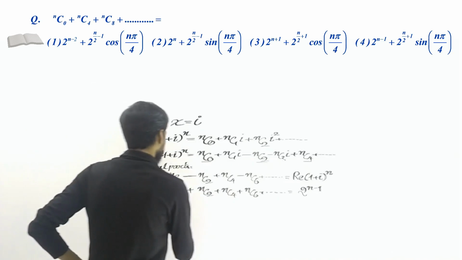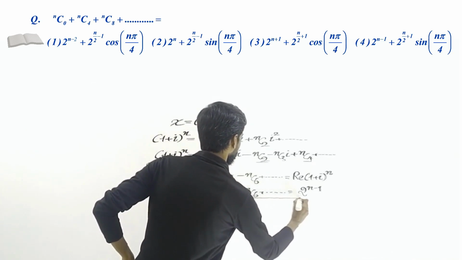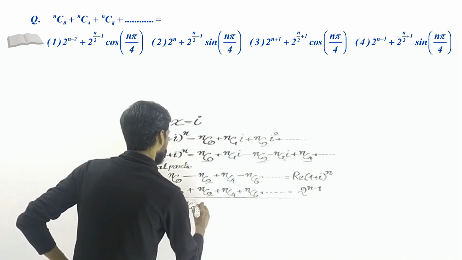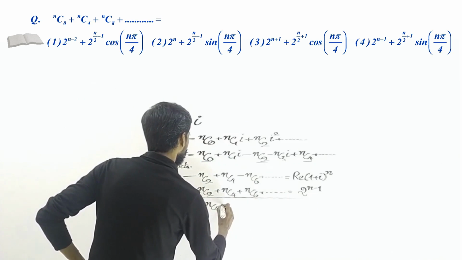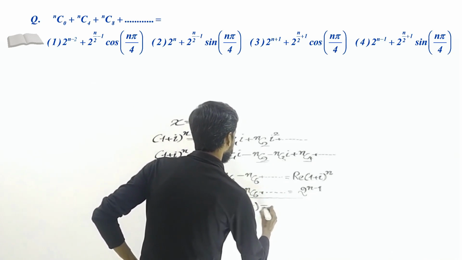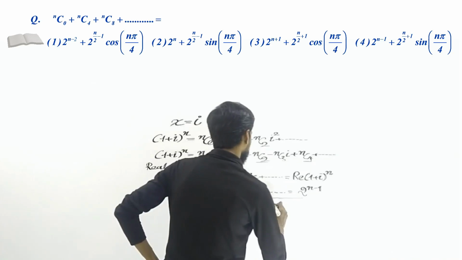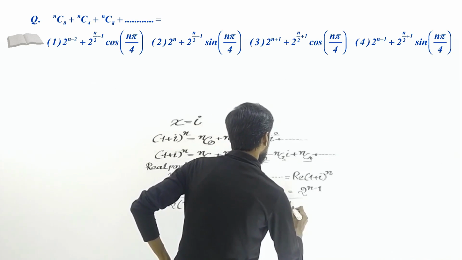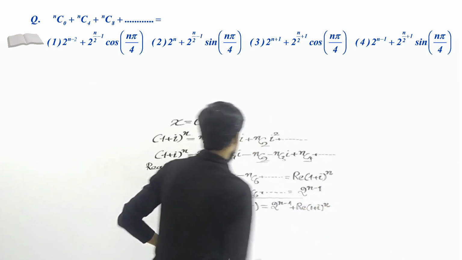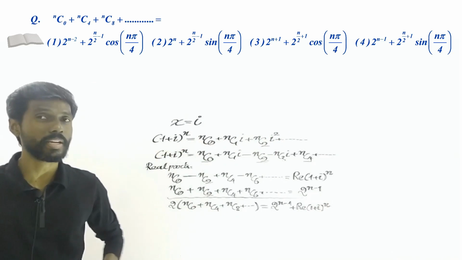Now you just add these two. If you add them, these terms get cancelled, and we'll get 2 times NC0 plus NC4 plus NC8, etc. That equals 2 to the power n minus 1 plus the real part of (1 plus i) to the power n. If you divide by 2, we will get our required answer.